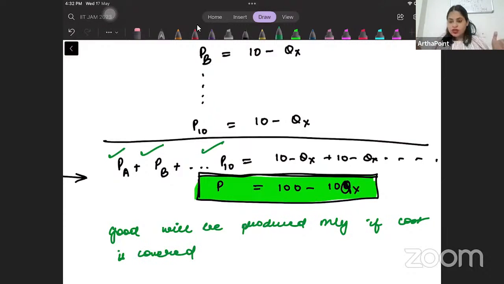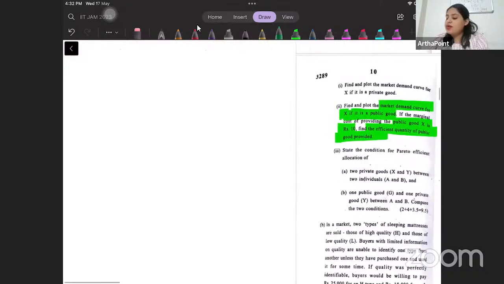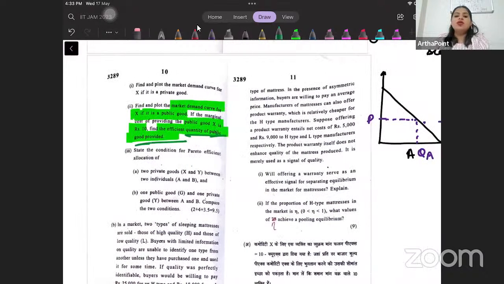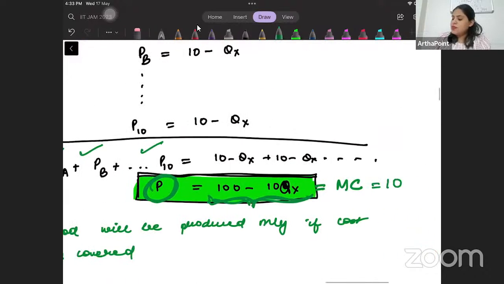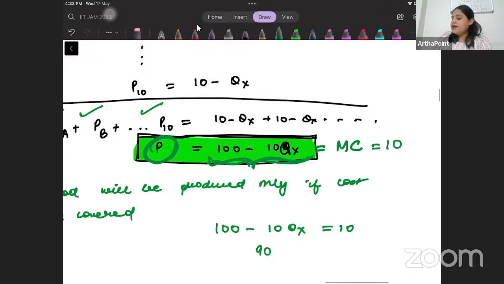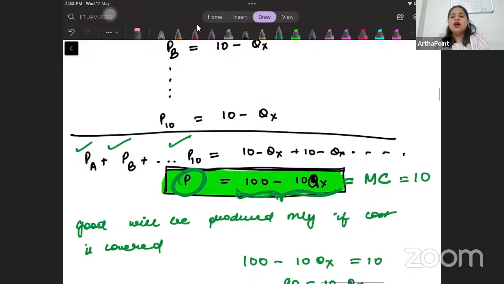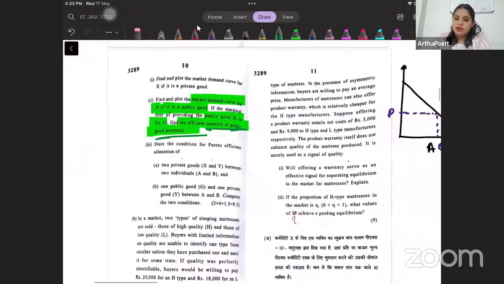So these 10 people together, the price that they are totally paying is this much. So if this is able to cover my marginal cost of producing the good, then the good will be produced in the market, and then you can tell how many will be the efficient units in the market. So just equate this with 10, marginal cost is 10. So 100 minus 10 Qx is 10. 90 is 10 Qx. Qx is 9. This is the amount efficiently produced in the market.